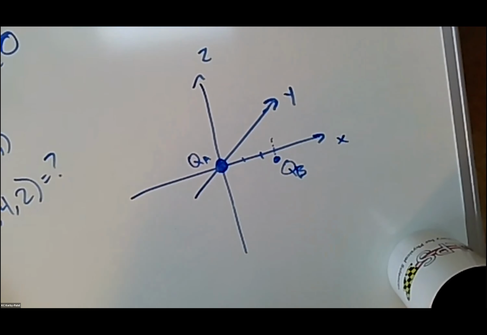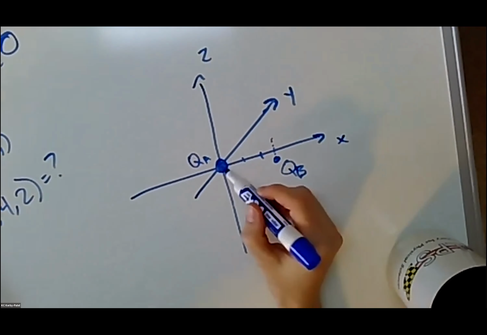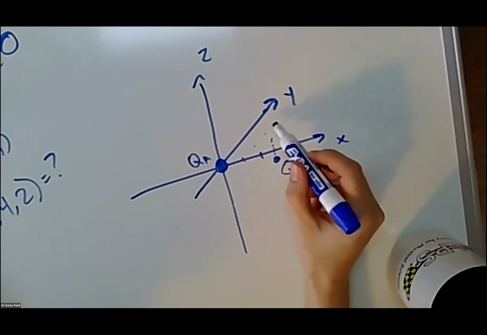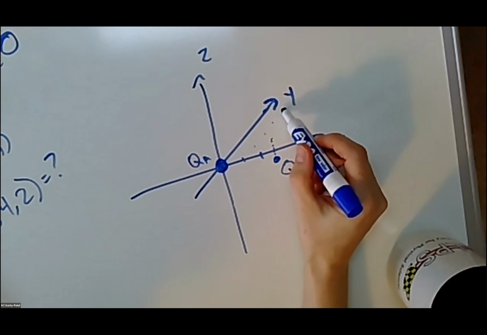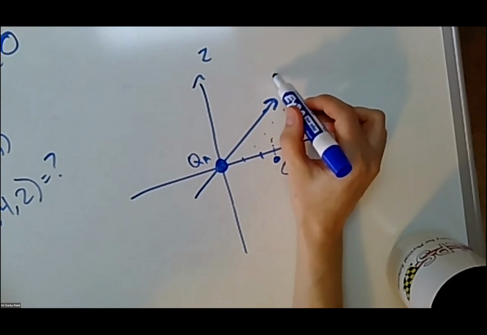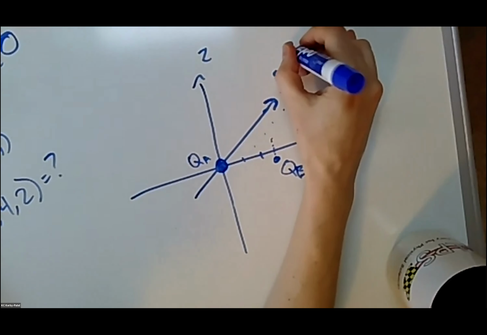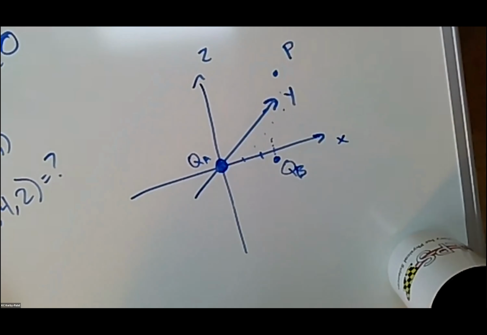And then I have an observation point specified, which is that x equals 1, y equals 4, and z equals 2. This is my observation point. I'm going to name that P. How do we figure this out?